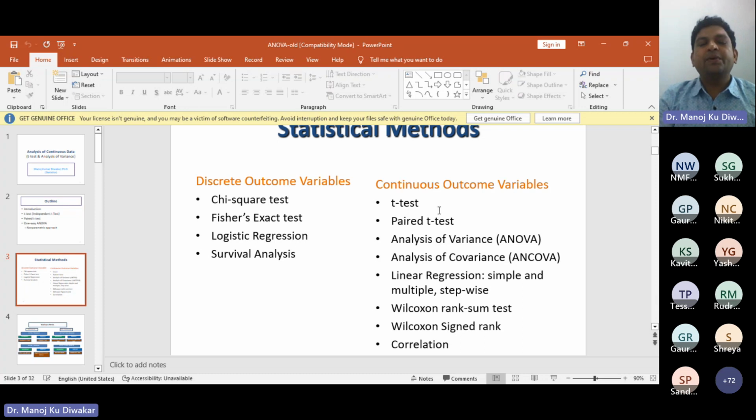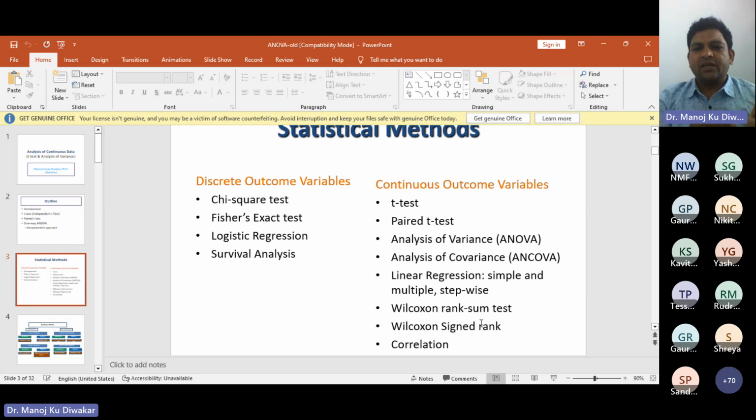Then we will go for the paired t-test, once our samples are dependent. I will give more examples in a later part. And analysis of variance: once you have more than two samples, then you will go for analysis of variance. Analysis of covariance is part of the dependent variable. If you are capturing the information of the dependent variable at different time intervals, more than two time intervals, then you will go for the analysis of covariance.